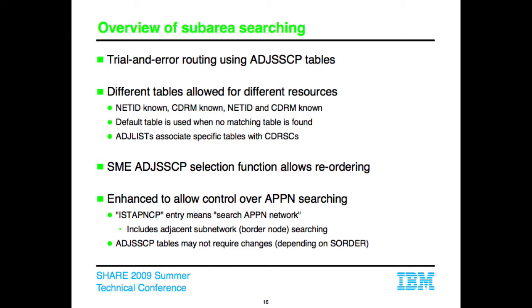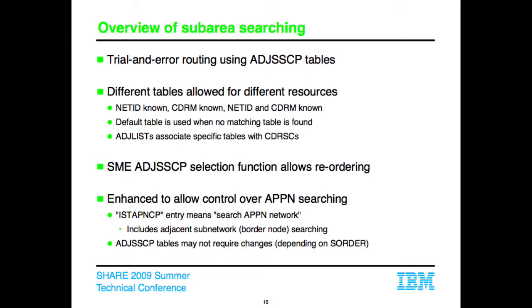And we use it whenever we have an alias search. And we also use it whenever we have a search for a target NetID for which we do not have a NetID specific table or owning CDRM specific table, or both, NetID and owning CDRM specific table. If we can't find a better matching table, then we'll use the default table for any other searches that we have to perform. There is also a pseudo adjacent SSCP table called an ADJList, which is basically a cross-domain and resource-specific search list. I'll talk about that in a later chart when we have more time.